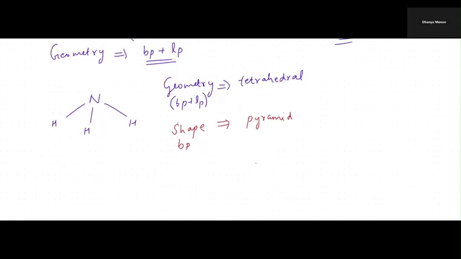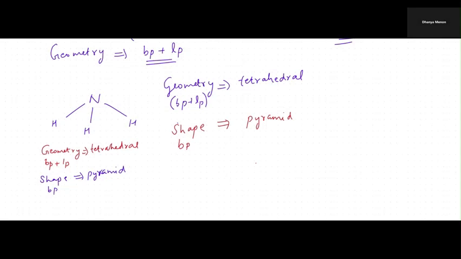So geometry is tetrahedral, because it depends upon both bond pair and lone pair. And the shape depends upon only the bond pair. It is what? Pyramid shape. Right, pyramid shape. So I'm rubbing this.